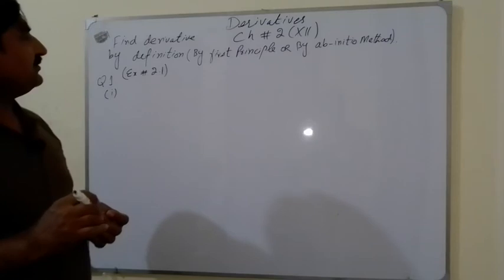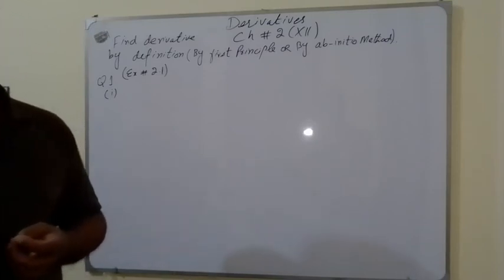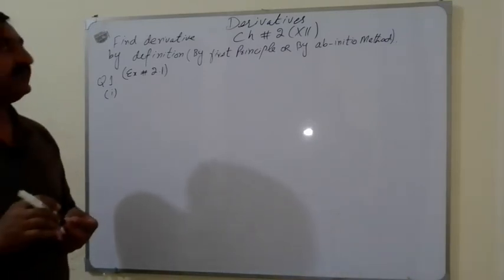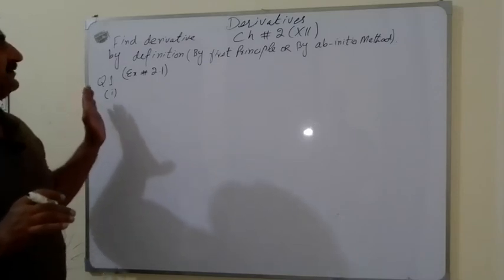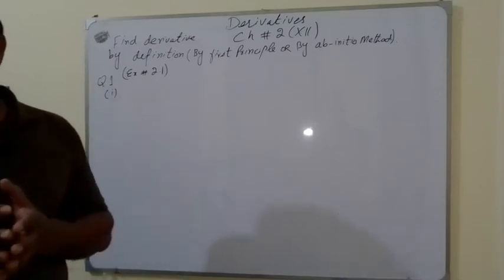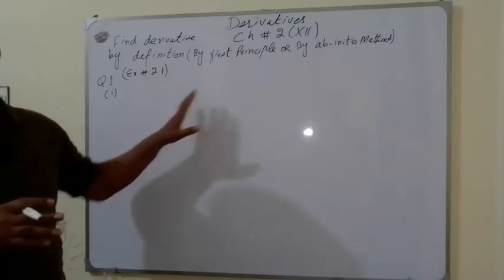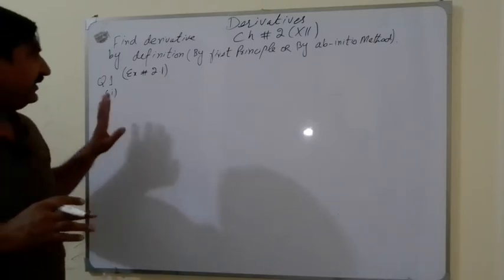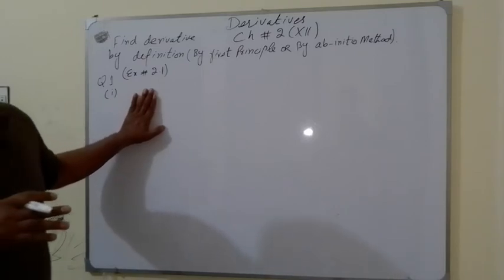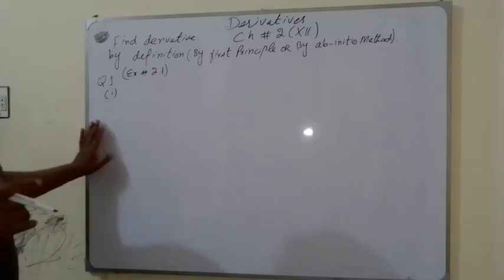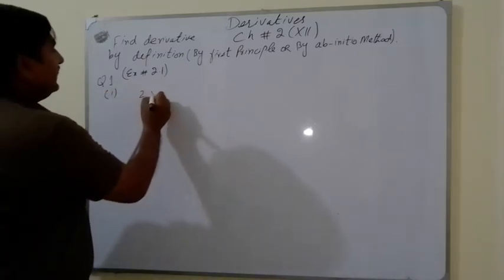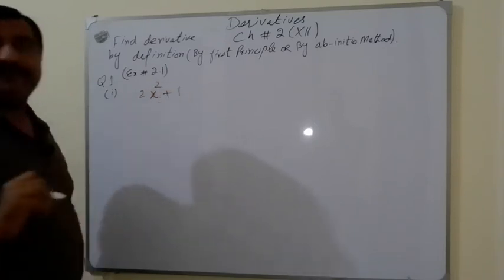Today we are going to start derivatives, chapter 2, second year. Find the derivative by the first principle, by the ab initio method, or by definition. These three methods are the same, only the name changes. Today we are going to solve exercise 2.1, question number 1, part 1. Part 1 is 2x square plus 1.